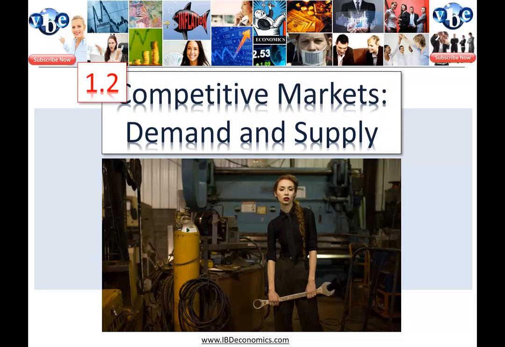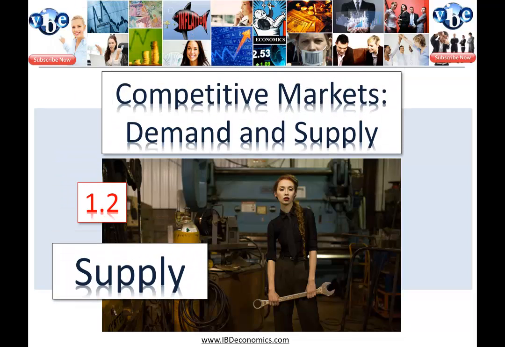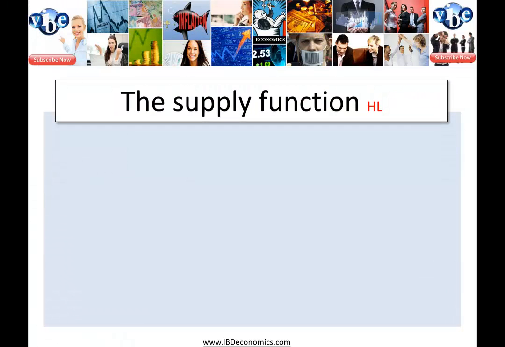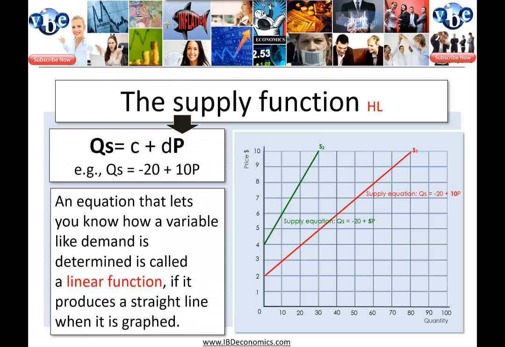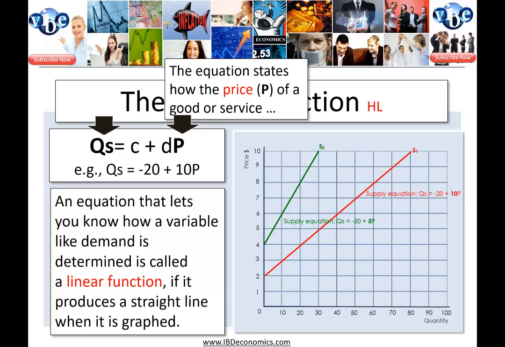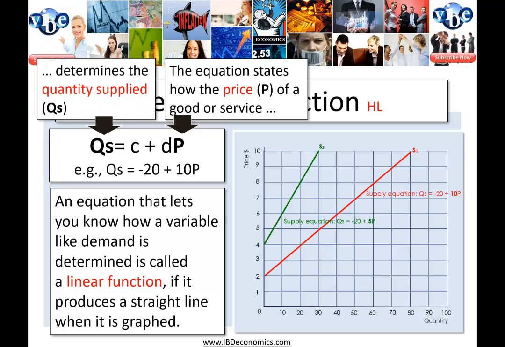Okay, on to today's topic, and this topic is supply functions. Supply functions is a higher level topic. Okay, the supply function takes the form of quantity supplied equals c plus dP. An example there is quantity supplied equals minus 20 plus 10p. And this is simply an equation that lets you know how a variable like supply is determined, and it's called a linear function because just like demand, it produces that straight line when it's graphed.